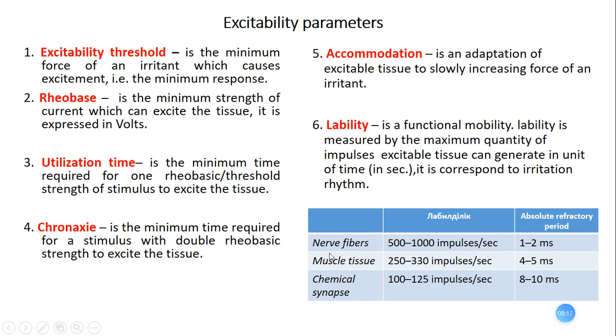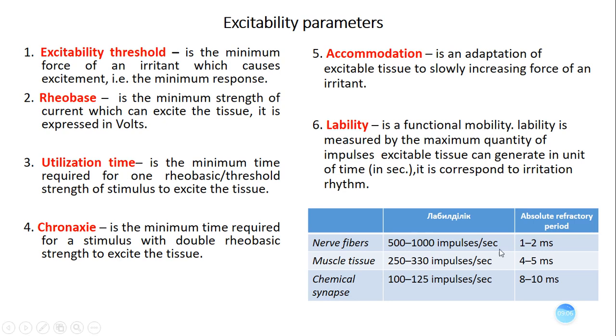So here a nerve fiber can generate more impulses in 1 second than muscle and the chemical synapses. Nerve fiber is the most excitable tissue because it can generate up to 1,000 impulses per second, but muscle tissue can only generate 330 impulses per second. And why does nerve fiber generate up to 1,000 impulses per second? Because its absolute refractory period is very small.